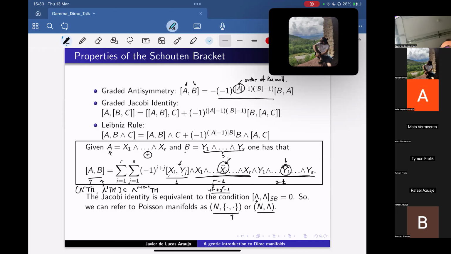You have an expression like the standard Jacobi identity, and this is like the standard Leibniz rule, except that when two elements, for example B and A, change order, a sign appears, depending on the degrees. This is the general idea.